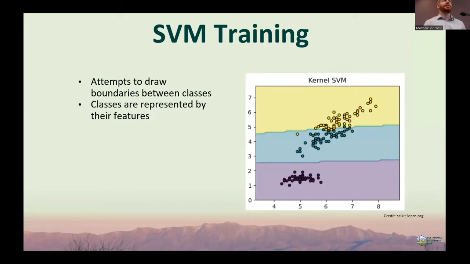This SVM has attempted to draw boundaries between all of them, and it's done a pretty good job segmenting the purple from the others, but it struggled with the yellow and green. And so this would affect the accuracy of this SVM because we have yellow being classified as green because they're in the green area, and green as yellow because they're in the yellow area.